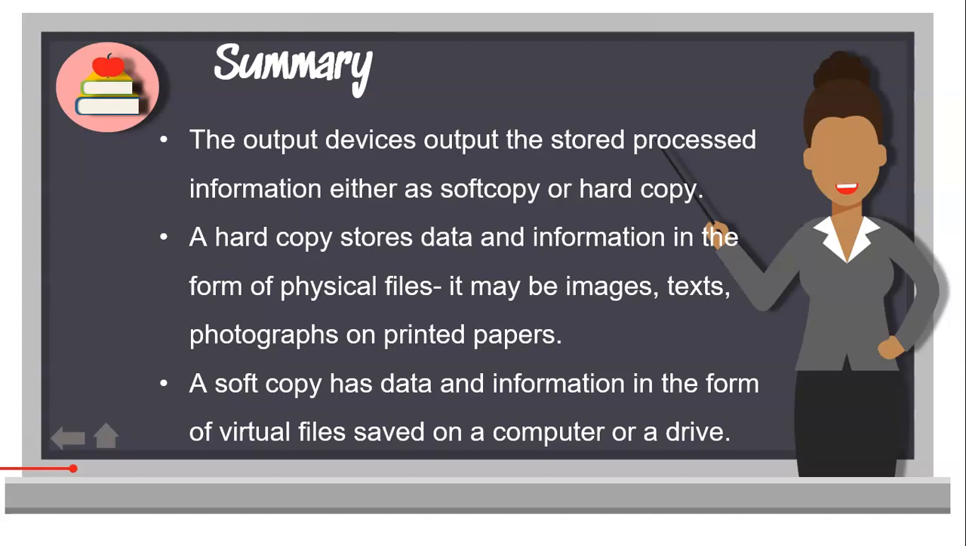So this helps us to understand that a hard copy stores data and information in the form of a physical file, usually on paper. If you print the text, that is now a hard copy. While a soft copy has data and information in the form of virtual files saved on a computer or hard drive. So that is what the difference is all about.